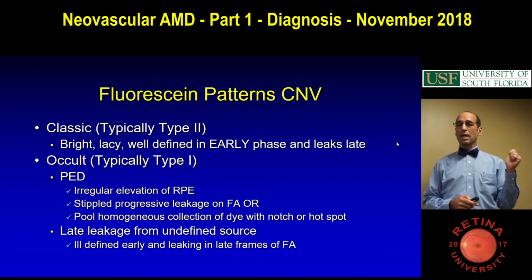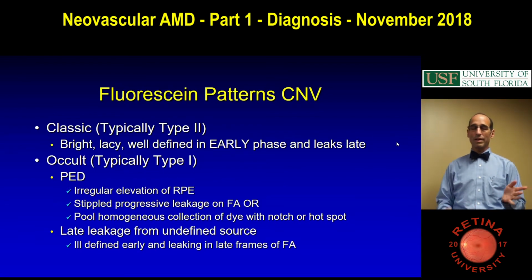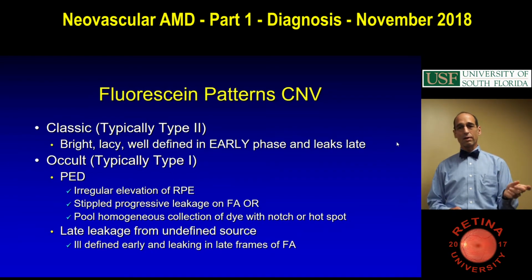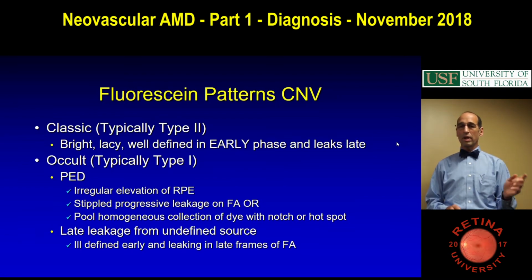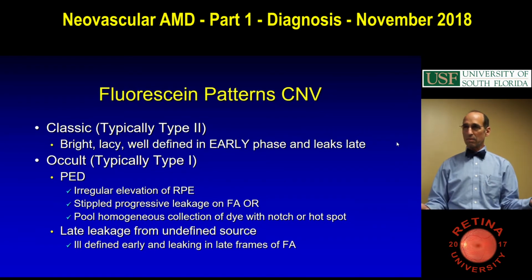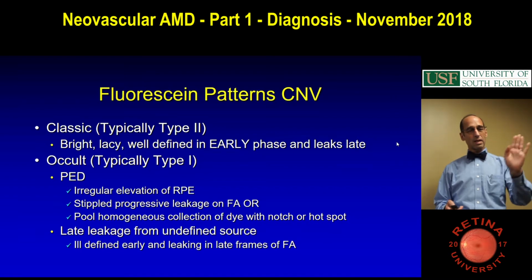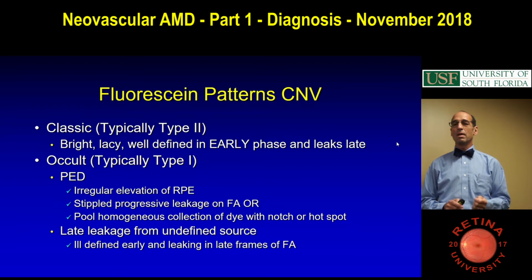So that's one thing. And then the second thing you need to know about the neovascular membranes are the fluorescein patterns, which we talk about all the time, but just to have them formally in lecture. There's classic, which is bright pretty early, and bright late and leaks. And then there's occult, where you can't really see it early. Early means within the first minute of the fluorescein. So within the first minute, you really can't see the membrane, and then later you get either irregular elevation or stippling or sort of leakage in the later frames.